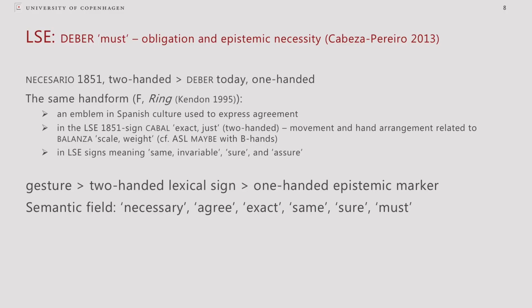So here we see a similar development from gesture to two-handed lexical sign to one-handed epistemic marker within the semantic field covering necessary, agree, exact, same, sure, and must.